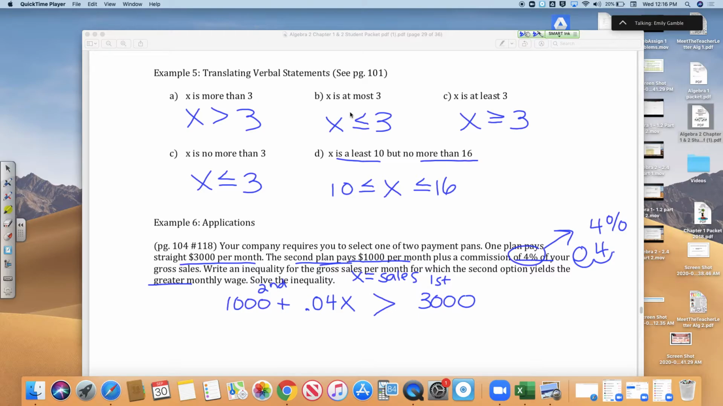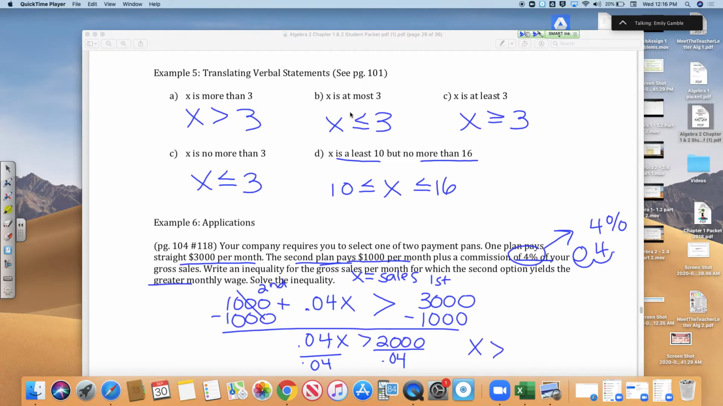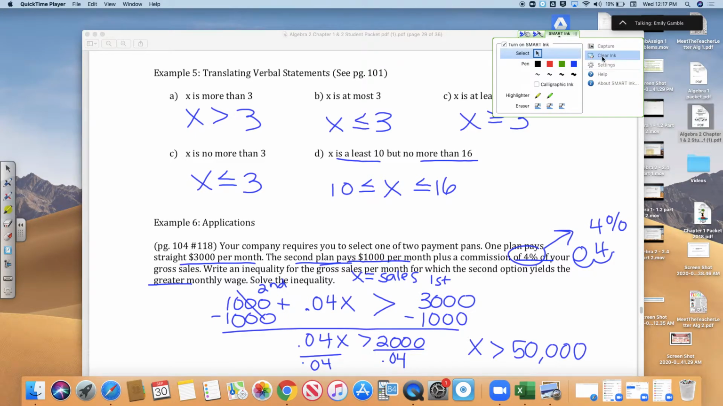So the first thing I'm going to do is subtract 1,000 from both sides. I'm left with 0.04x is greater than 2,000. Lastly, I'm going to divide both sides by 0.04. And I get x is greater than 50,000. So your sales have to be more than 50,000 for the second option to be better. If you think you're ready for the second one to do this on your own, please pause the video and try the second.